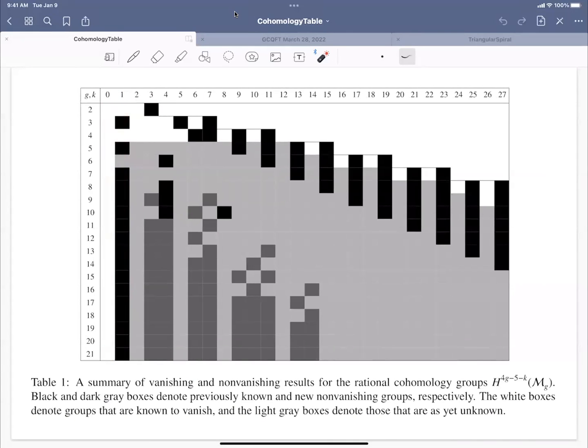So that's how I organized the table. So here's H0M2, here's H0M3, H0M4. So this diagonal is H0. And then 2 steps to the left, here's H2M3, H2M4, H2M6, and so on. So this little zone of black and white stripes, here, this is the stable range.